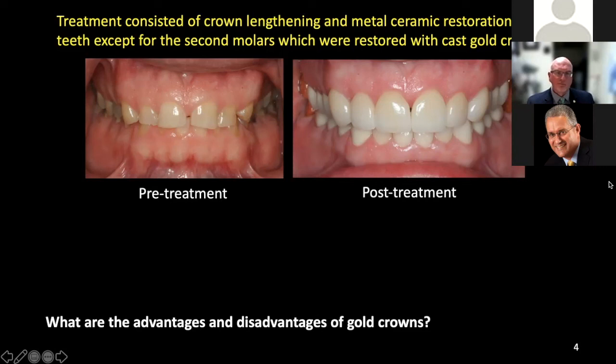What are the advantages and disadvantages of gold crowns? Gold crowns. They're thought to be very compatible in the oral environment. They require less preparation, less tooth preparation.